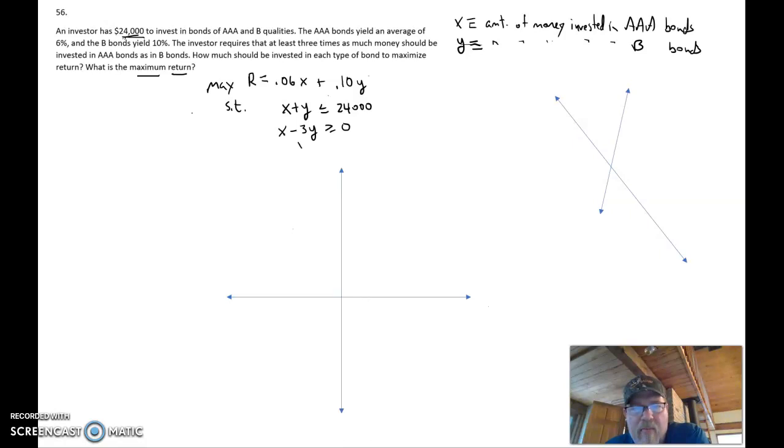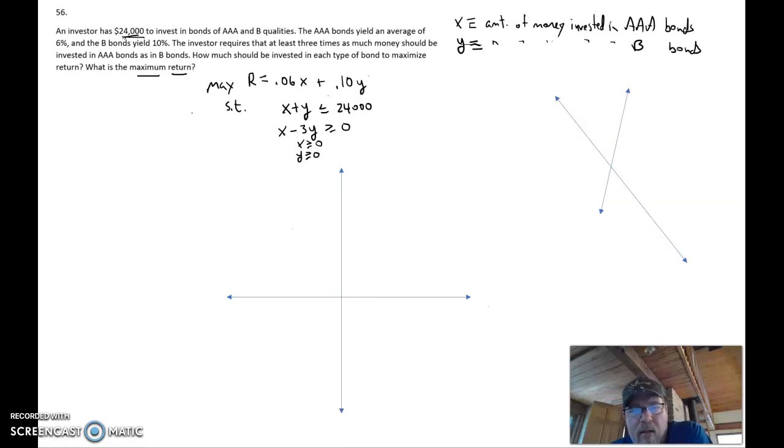So then I have x greater than or equal to 0, because I'm going to invest something, maybe nothing, but it guarantees me the first quadrant, and it makes sense. I'm not going to invest negative amounts of money. So this problem only has 4 constraint equations.